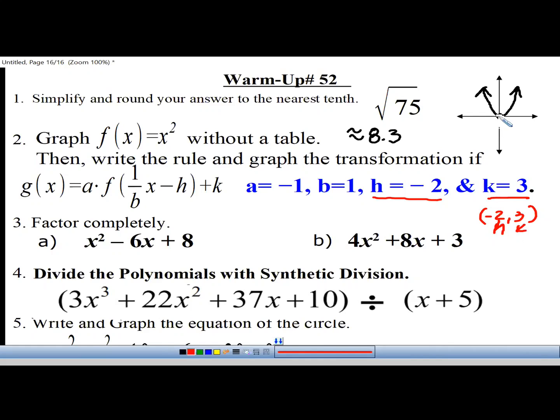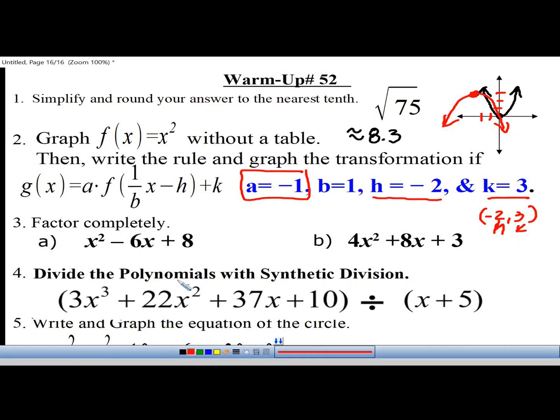So let's see. So we go -2 and 3. So it's going to be somewhere up here. And with a being -1, what does it do to the parabola? It inverts it. Okay. Pretty good.